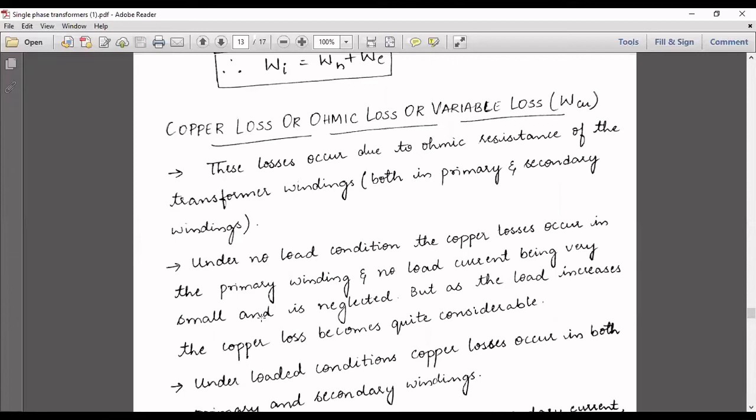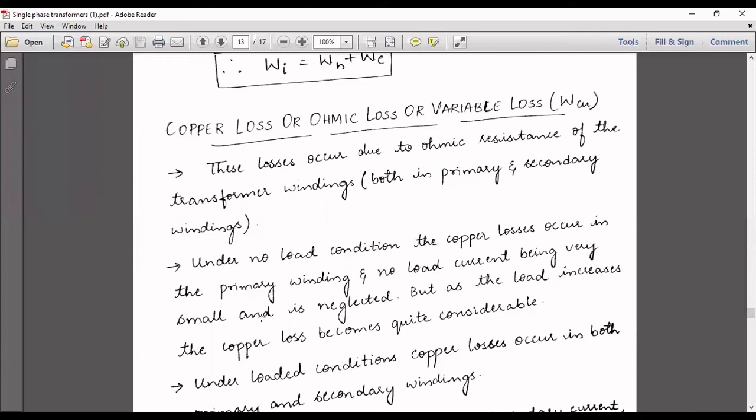Why? Because the power equation is given by V into I. But if we consider the windings, there we have a resistance which comes into the picture. So when we express the power in terms of the resistance, VI becomes I square R. That is why copper loss is always considered the I square R loss. When does the copper loss occur? We have two conditions where the copper loss will occur: one is under the no load condition and the other is under the loaded condition.